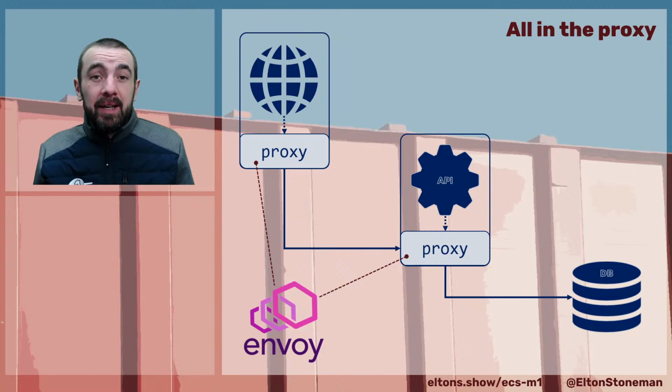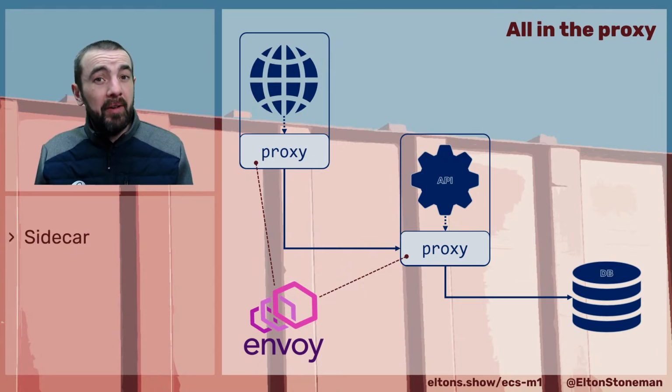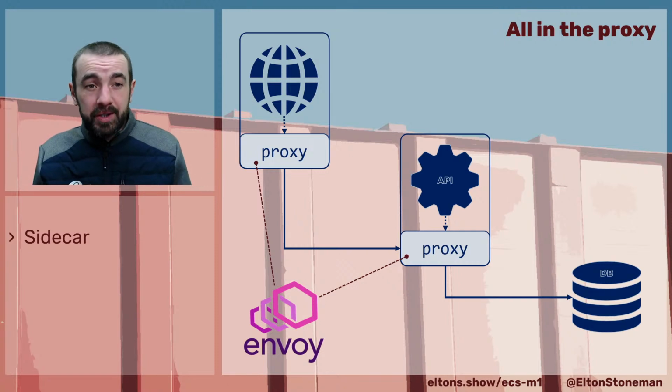But the complexity, the difficulty with having your proxy in there and having your Envoy configuration is that there's a whole bunch of stuff that you have to do. So it runs as a sidecar. That's a fairly standard pattern. That's not too hard to do.